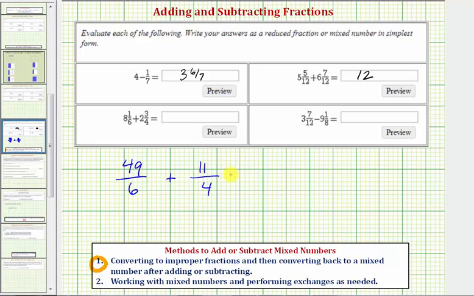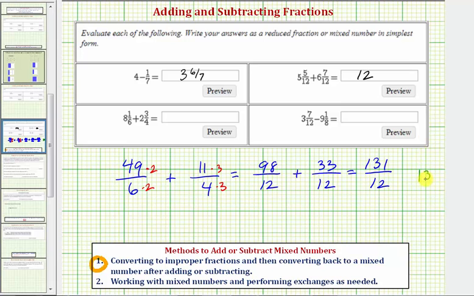Now we want to obtain a common denominator, hopefully the least common denominator, which would be the least common multiple of 6 and 4, which is 12. So multiply our first fraction by 2 over 2, second fraction by 3 over 3. Notice how we will have a common denominator of 12. For our numerators, we'll have 49 times 2, that's 98. And here we'll have 11 times 3, which is 33. So we have a common denominator of 12. The numerator is 98 plus 33, or 131. This does not simplify, but it is an improper fraction. So again, let's convert to a mixed number.